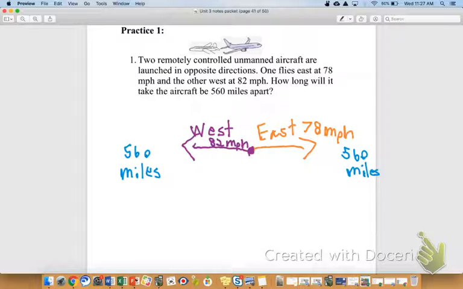I do have one question for you. I get that the east plane is going 78, and the west is going 82. I'm wondering about the 560. Like when writing the 560 over here on the right, 560 on the left, what are you indicating by that? It's kind of like once they're reaching that spot where they're at 560 miles away. Away from what? From each other. From each other.